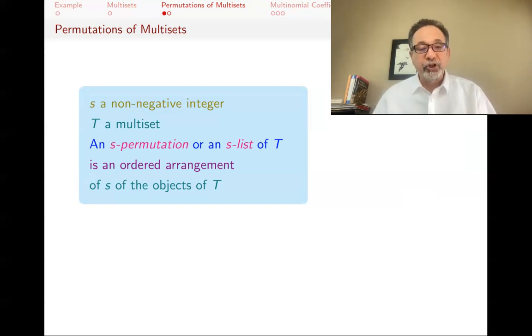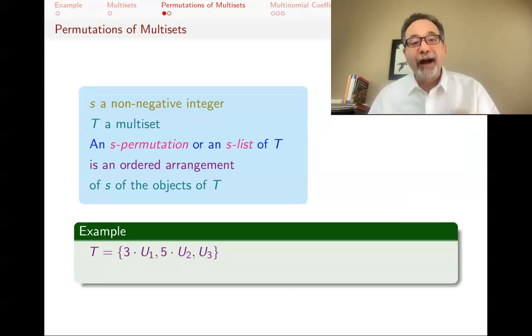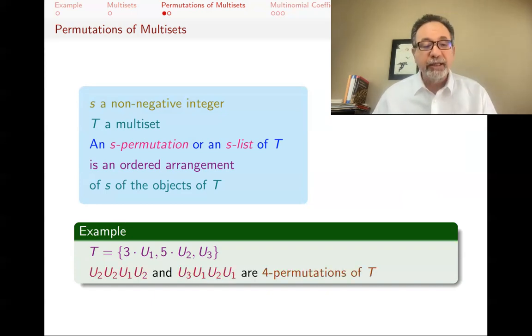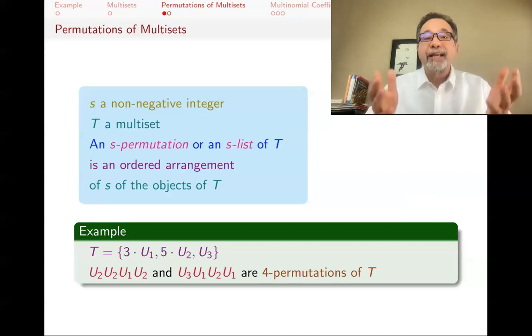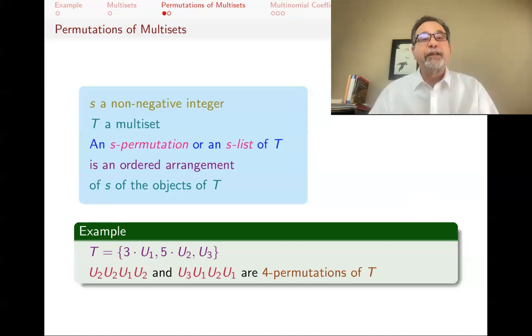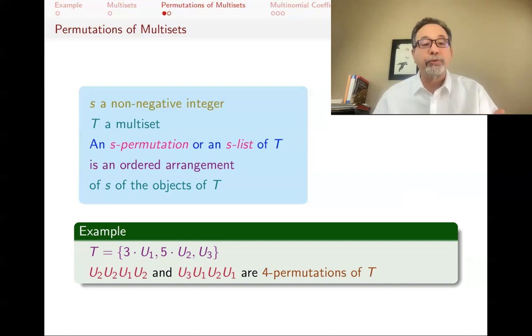their repetition numbers are. So for example, if you had the multiset that had 3 U1s, 5 U2s, and 1 U3 in it, then each one of these, U2, U2, U1, U2, or U3, U1, U2, U1, are 4-permutations of T. There are 4 permutations because I put 4 of them in an order, and they're permutations in the sense that the order matters. U2, U2, U1, U2 would be different than U2, U2, U2, U1. Okay, and we want to count these.